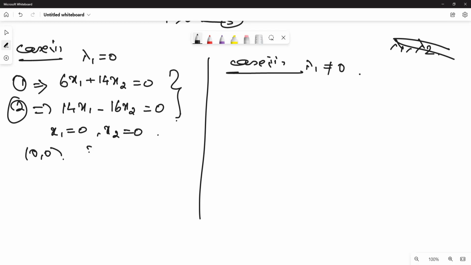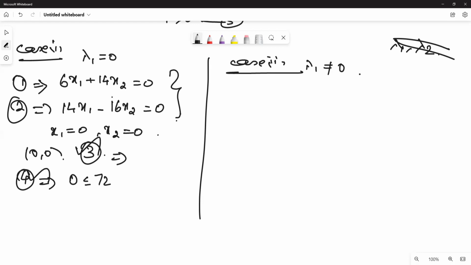Let us check. Equation number 3 is lambda 1 into 3x1 plus 6x2 minus 72 is equal to 0. Product is 0. Lambda 1 is 0. Means the condition is satisfied. 0 is equal to 0. Equation number 4, 3x1 plus 6x2. If you substitute 0, 0, it will be 0 less than or equal to 72. This condition is also satisfied.